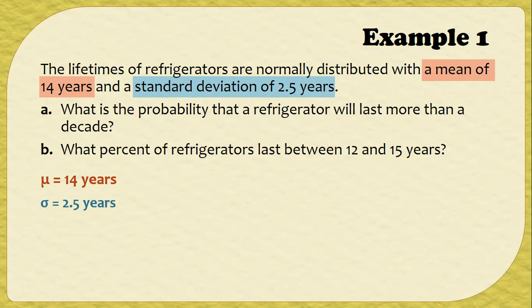In part A, what is the probability that a refrigerator will last more than a decade? When I'm summarizing this question, the first thing I'm going to look for is an X value. The X value is going to vary depending on what it is you're talking about. Like on this problem, we're talking about lifetimes of refrigerators, so we want to look for something about a lifetime of a refrigerator. In this case, we're looking at refrigerators that last more than a decade. So the lifetime we're interested in is a decade, or 10 years. So for part A, X is going to be 10 years.